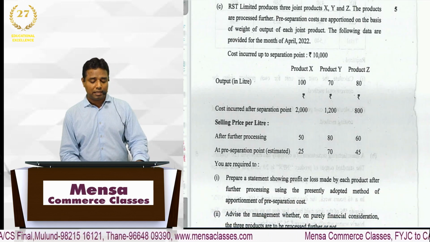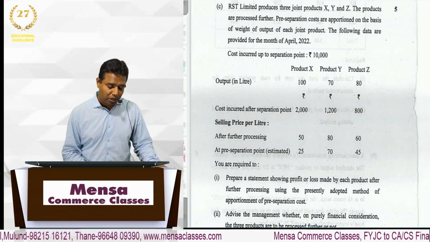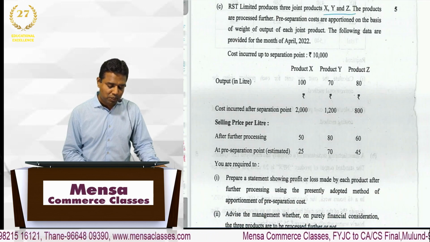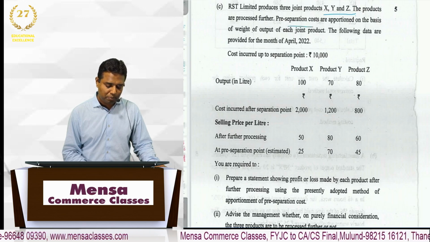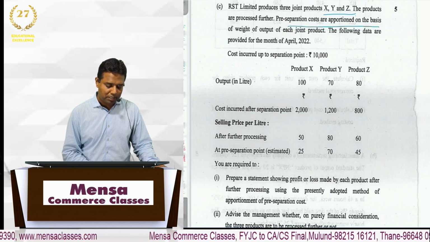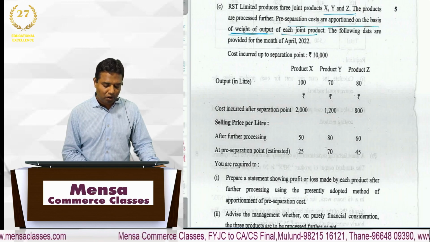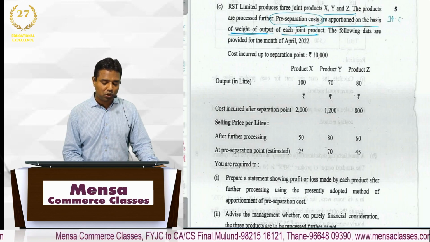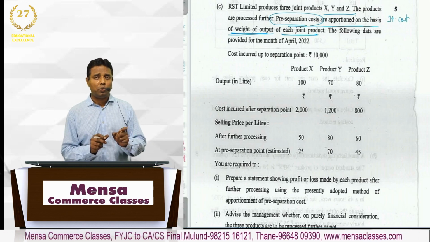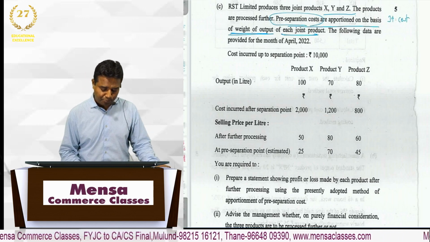What exactly is asked here? RST produces 3 joint products X, Y, Z. The products are processed further. Okay, pre-separation cost apportioned on the basis of weight of output of each joint product. Pre-separation cost is also called as a joint cost. On what basis they are doing? On the basis of the weights.